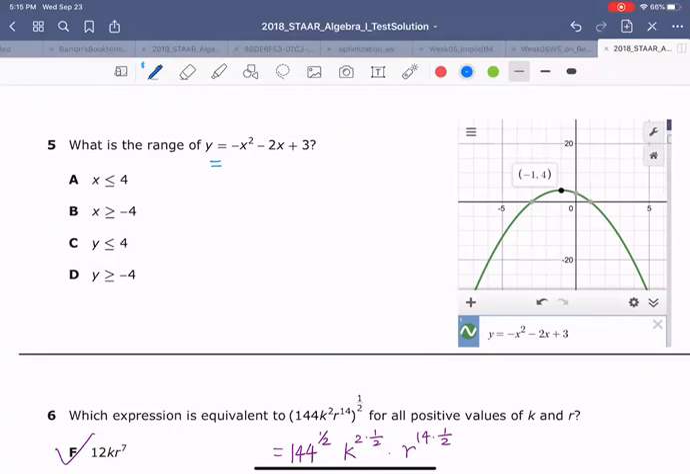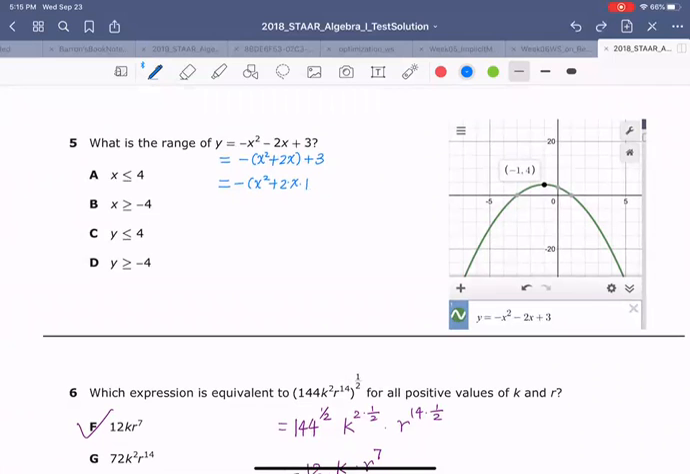So it equals negative, parentheses, x squared plus 2x, close parentheses, plus 3. And then that equals negative, x squared plus 2 times x times 1 plus 1 squared, close parentheses, plus 1 squared again, and then plus 3. So that's negative, parentheses, x plus 1, close parentheses, squared, plus 4.